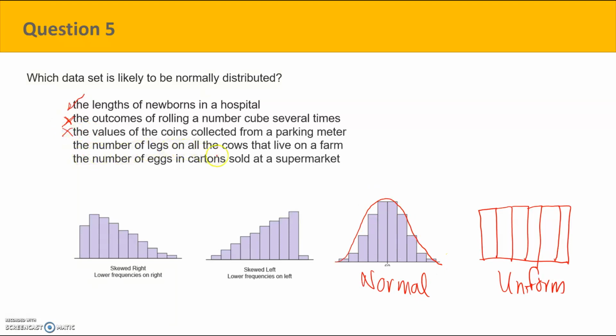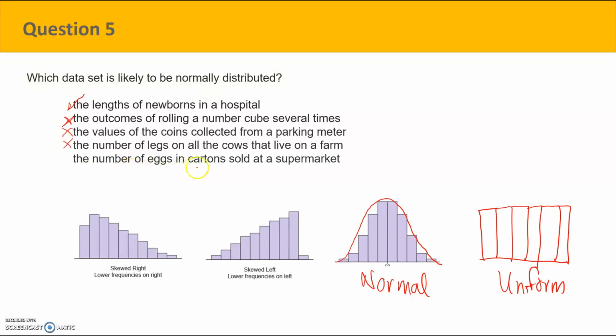The number of legs on all cows that live on a farm. Most of them will have 4 legs. So that means there'll be a few that may not have 4 legs, but most of them will have 4, and that's not normally distributed. That's more skewed to the left. So that one is not normal distribution.